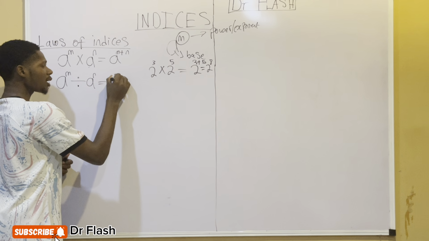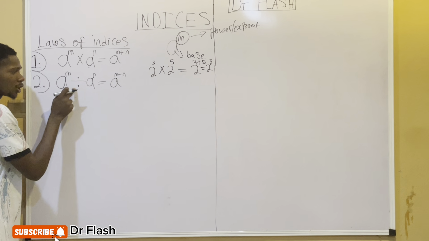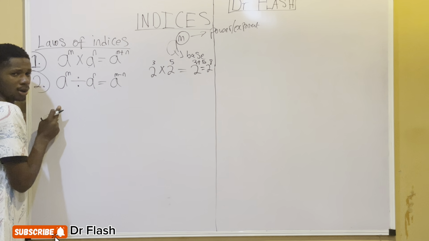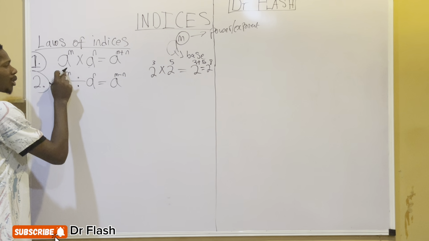So we're going to have a raised to the power m minus n. Why are we having a subtraction sign? Because of the division. Now this is the law of indices. Check: if the bases are the same, you pick one. If it is division, what are we going to do? Subtract the powers.